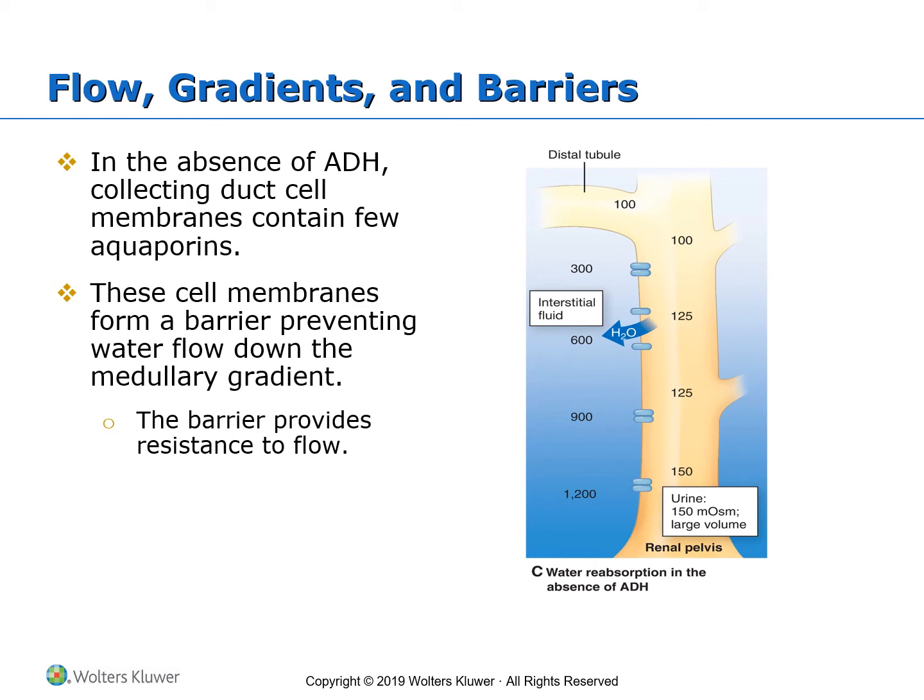So if I need to summarize the urine formation, we have the following elements. We have the glomerular filtration that will move lots of water and solutes from the blood into the nephron tubule through the glomerular capsule, through the filter.